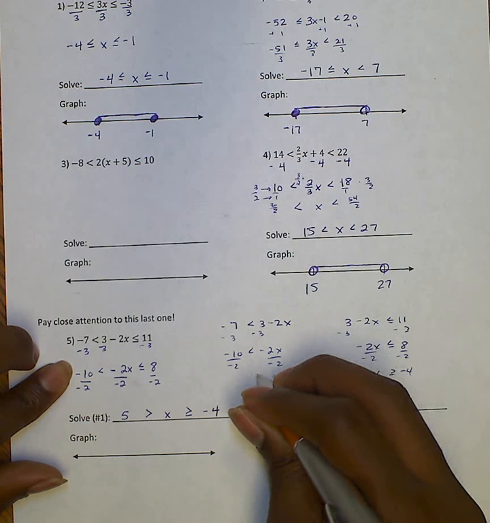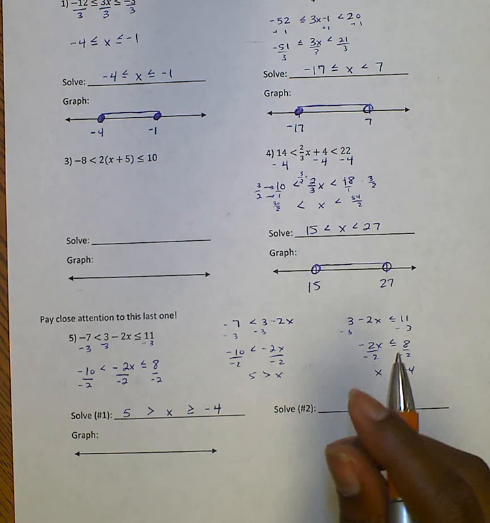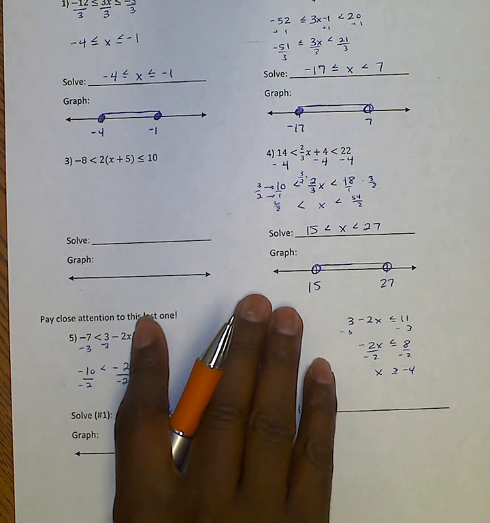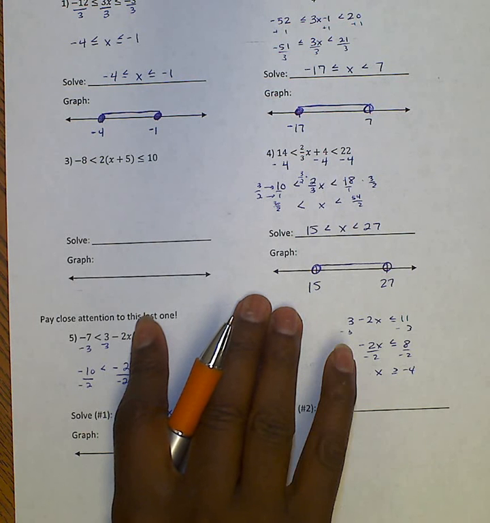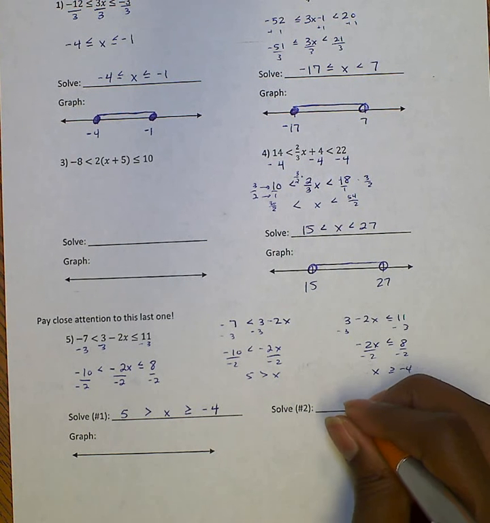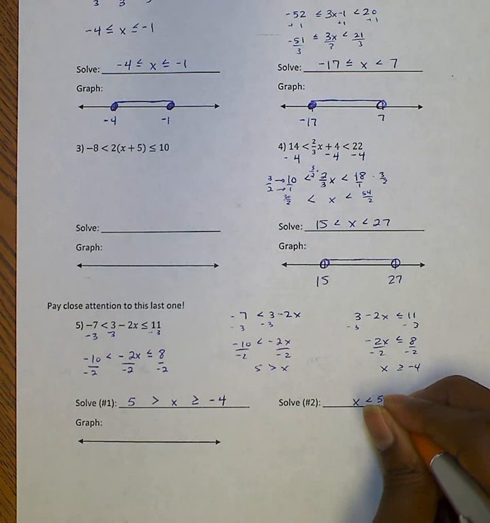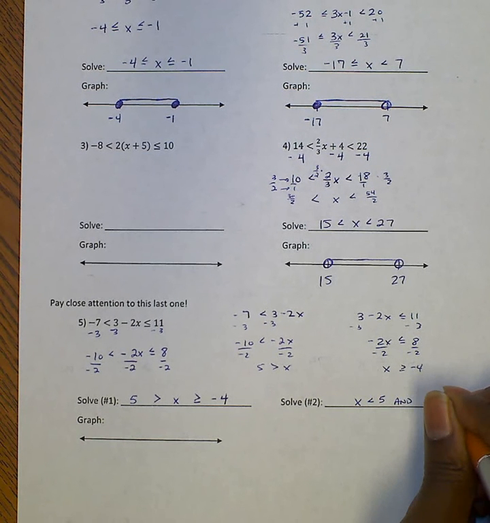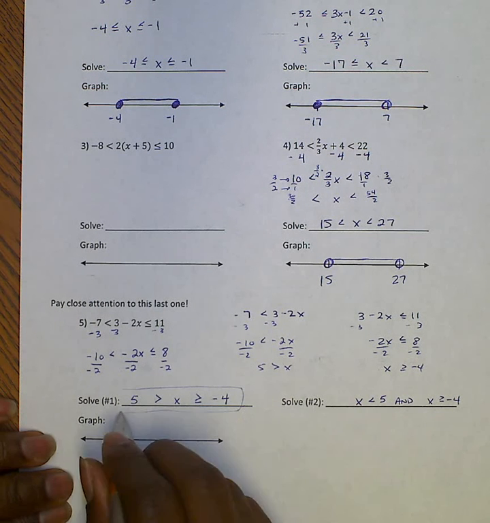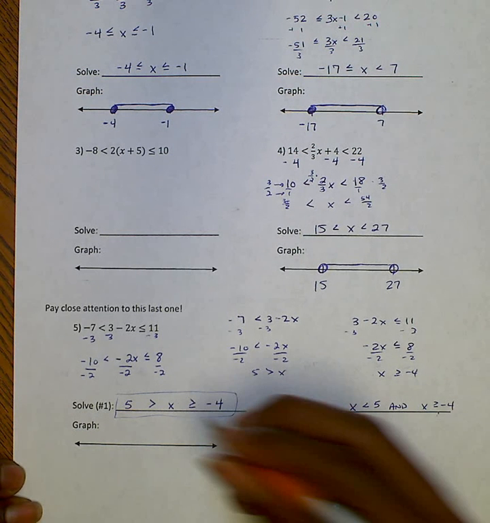But if you are confused, you don't know what's happening because you just feel like too much is happening, one strategy is just to cover up one of the inequality signs and solve that part. And then just remember that you can bring these together at the end and say, okay, well, x is less than 5 and x is greater than or equal to negative 4. Okay. So I'd much rather you do it this way, but if you can't, this is an option. Okay, the graph is going to be the same.